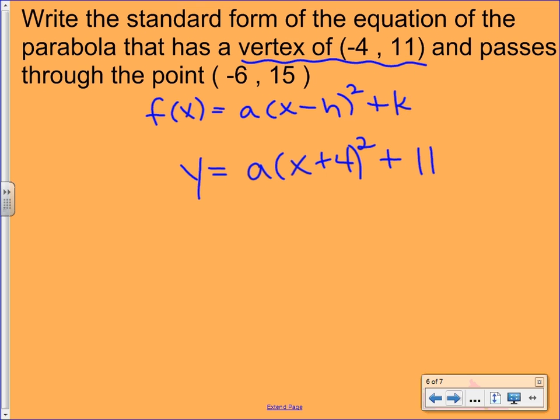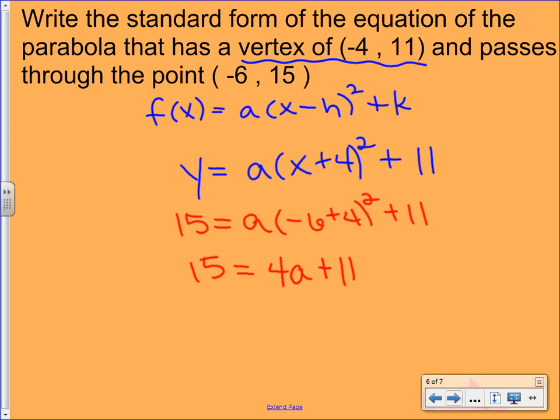So let's plug in the point -6, 15. So y is 15. We don't know a. x is -6. Okay, please be careful of your order of operations, okay? The little mistakes got some of you on the test. A lot of little mistakes add up after a while, so please be careful with your order of operations. Okay, -6 plus 4 is squared. Notice how I don't need a calculator to do any of this, okay? Bring our 11 over.